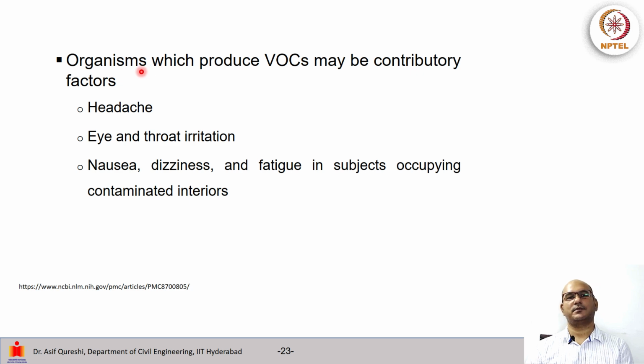Next, the organisms which may produce VOCs may also be contributing to a health effect. So one is the direct influence of the organism. Now we have the indirect influence of the organisms, in that these organisms are producing volatile organic compounds, and these may cause headache to people, eye and throat irritation, nausea, dizziness, and fatigue in people who are occupying these contaminated indoors. So it is quite possible that these things may be happening when we have organisms which are producing VOCs in the indoor environment.